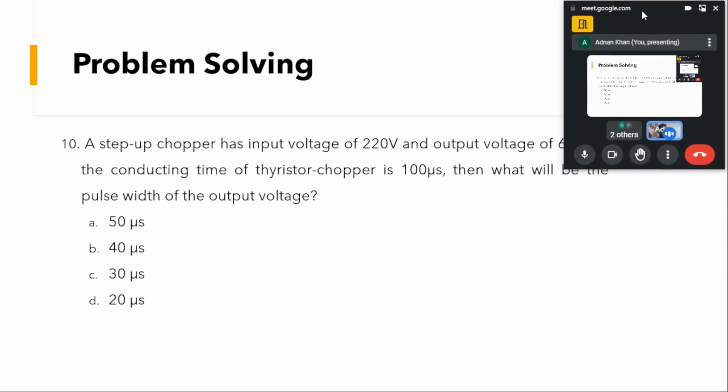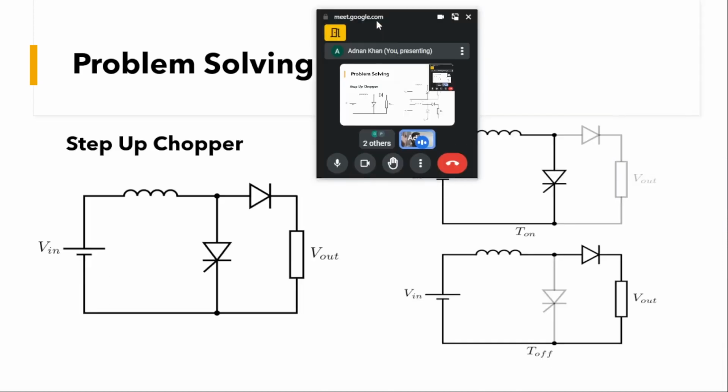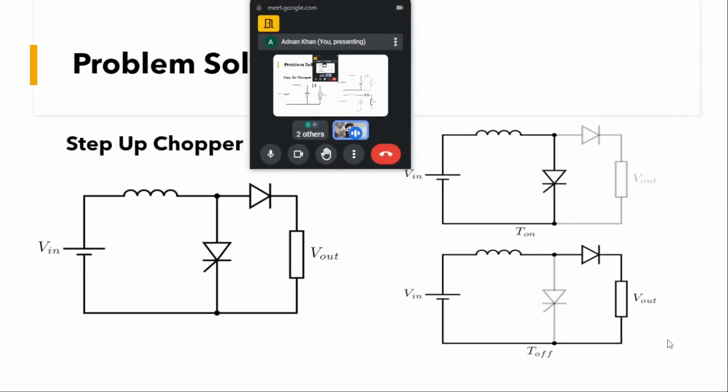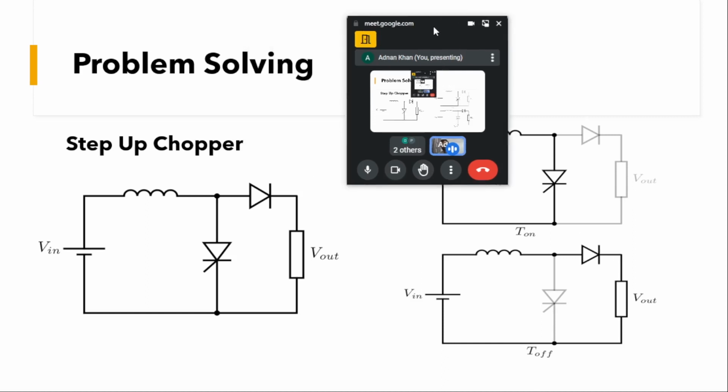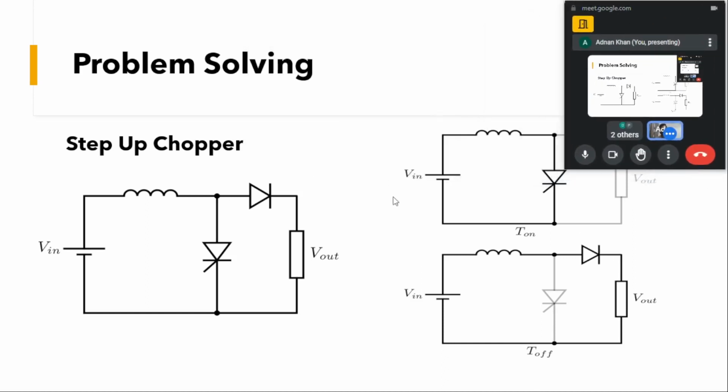We had to calculate the output voltage, and what we were able to see is that the output voltage waveform will be there only during the T off time, because during the T on time the output voltage will be cut off from this circuit, and only during the T off the output voltage will appear. That means the pulse width of the output voltage will be equal to the T off interval of time.